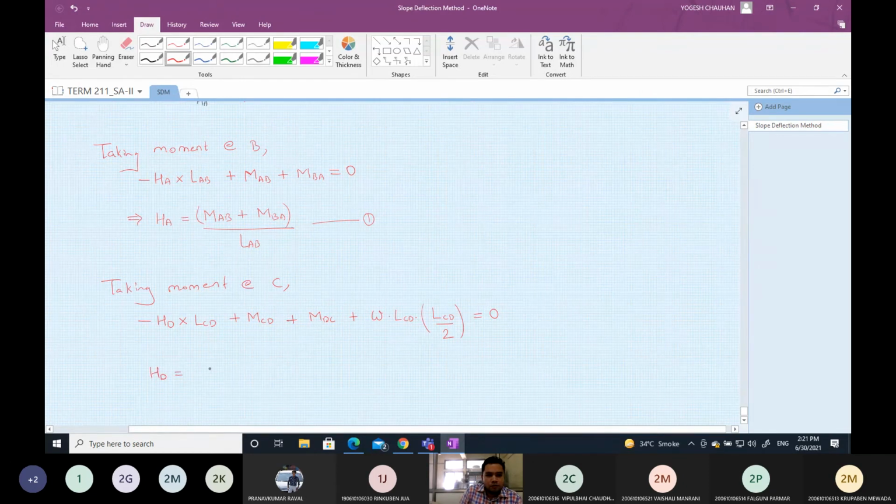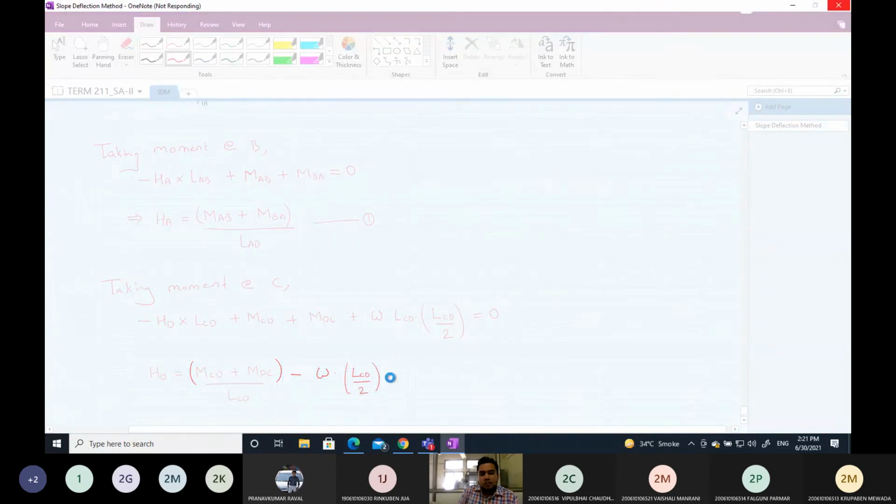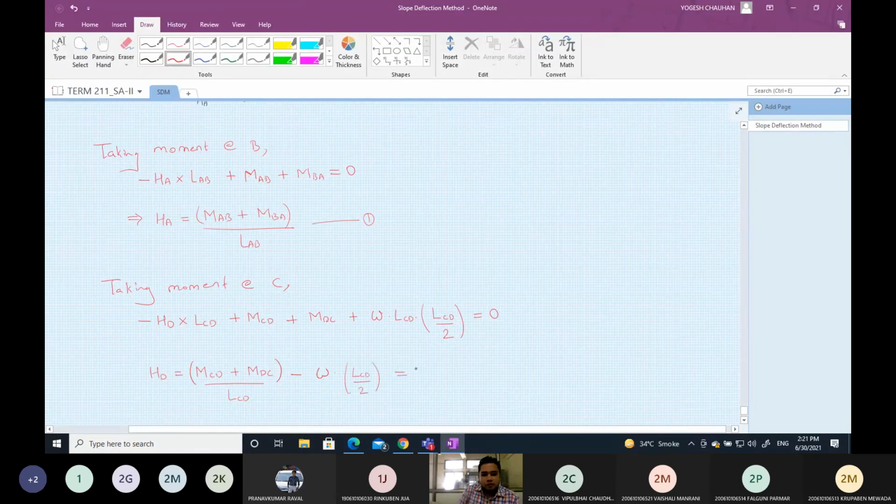Okay, so you can write HD is equal to MCD plus MDC divided by LCD minus this term, that is W into LCD by 2, equal to 0. Okay, mark this as number 2.